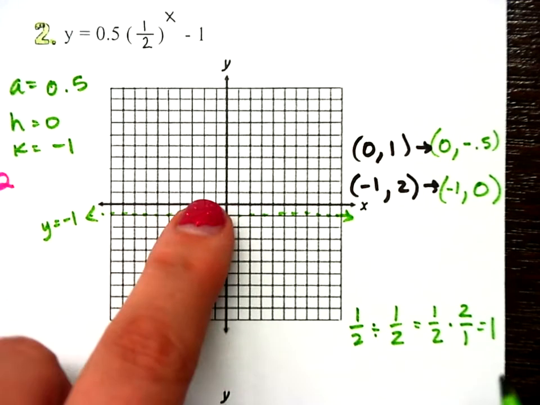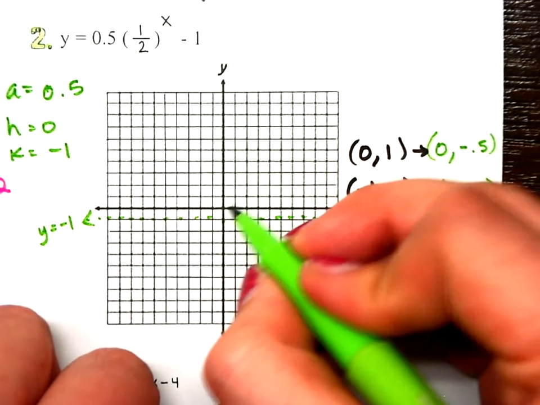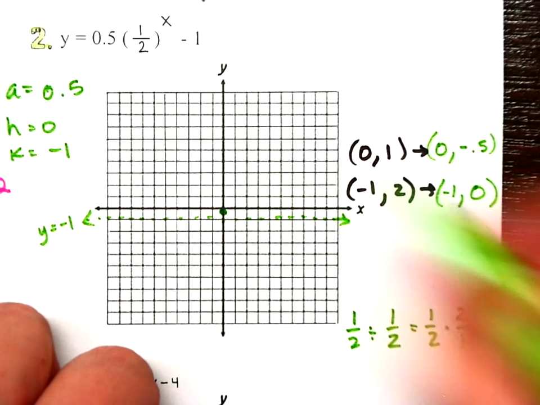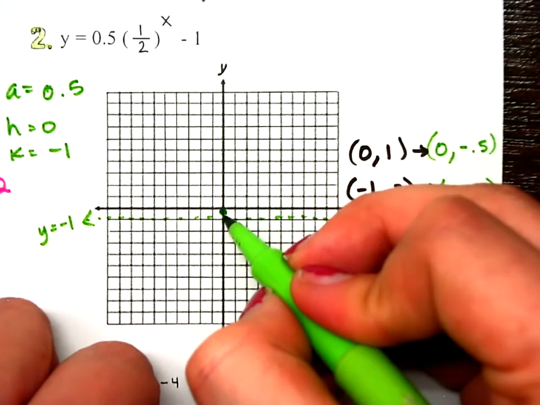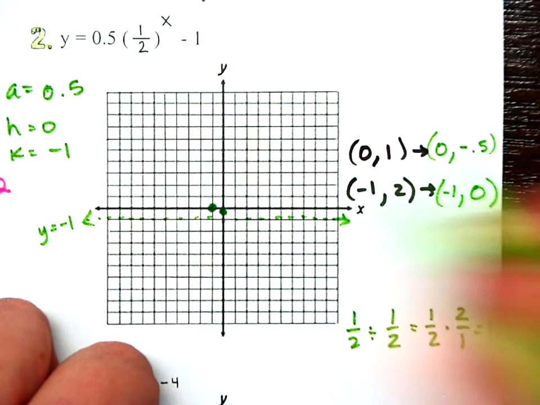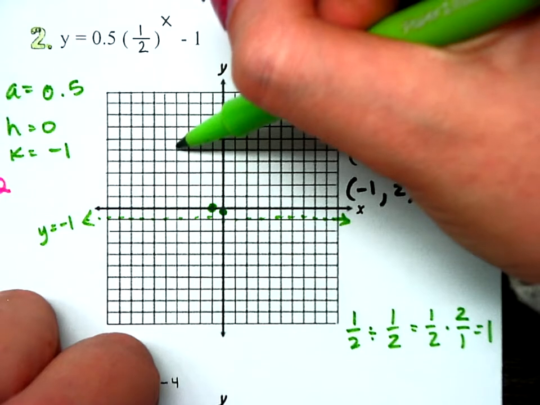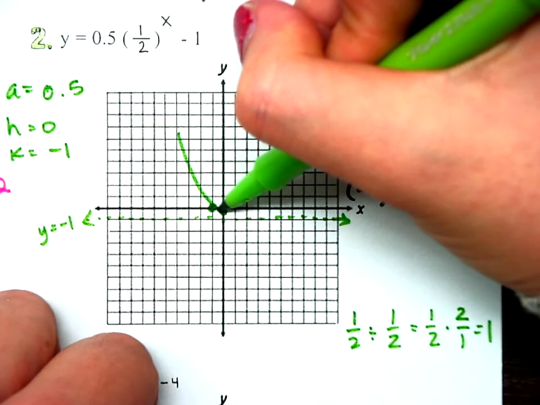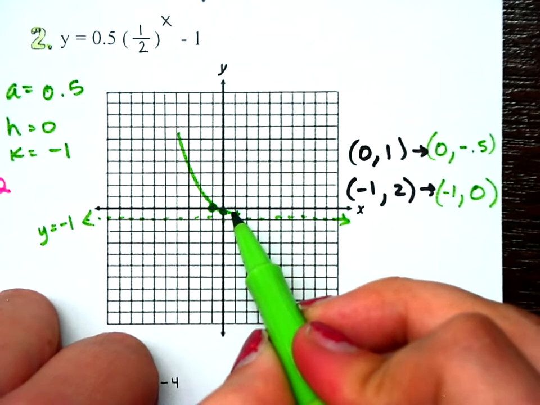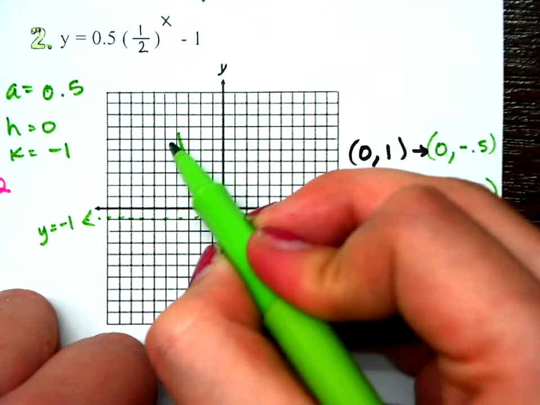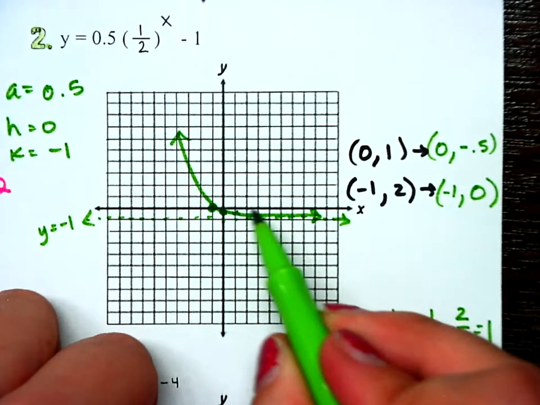Alrighty, let's plot these points. 0, -1/2, and then I've got -1, 0. All right, so a little bit of a flatter version of our exponential decay. Remember to not cross the asymptote, but to approach it.